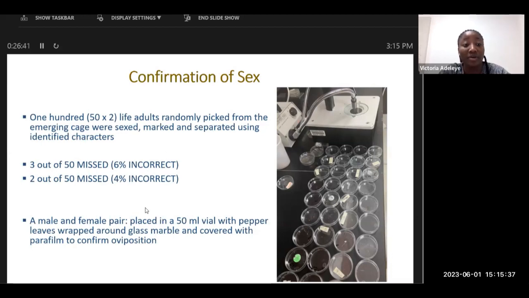And also to confirm the sex, I was able to take a male and female pair, place them in a 50-milliliter vial, wrap them around pepper leaves, and cover with paraffin to confirm oviposition after 3 to 4 days.